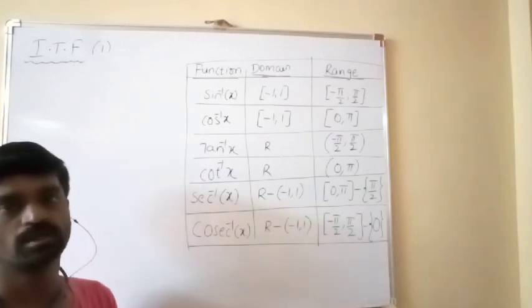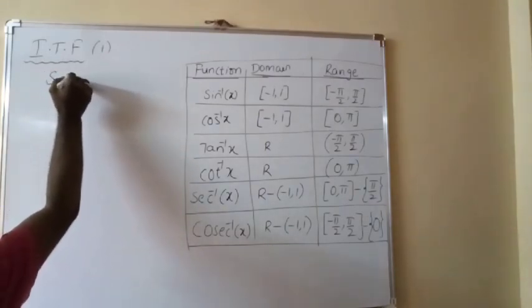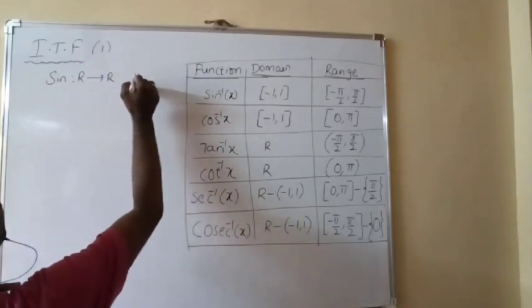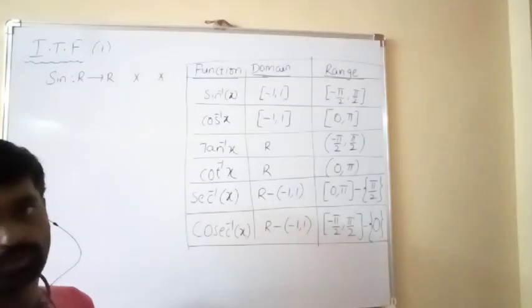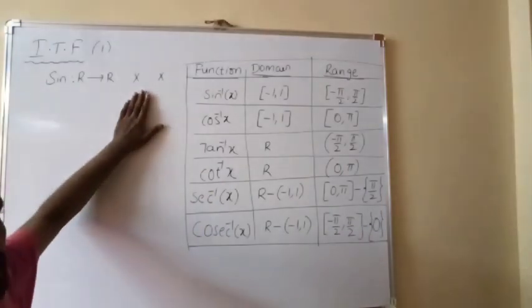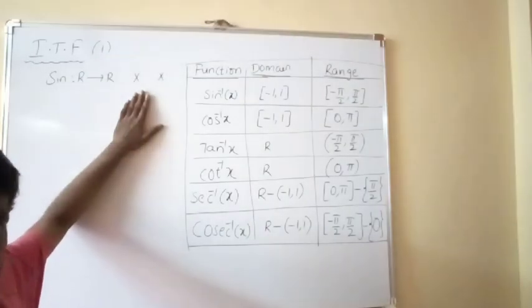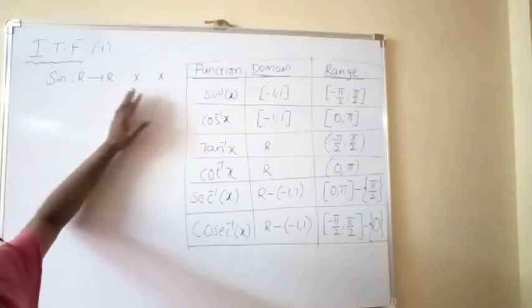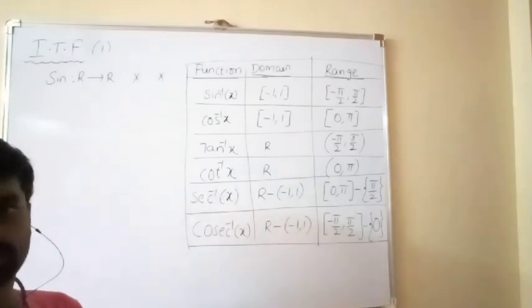What is the range of the sine function? Closed interval -1, 1. So generally, if I define the sine function from capital R to capital R, then it is neither 1-1 nor onto. So hence it is not an invertible function. Why is it not 1-1? Because sine pi by 6 is 1 by 2, and sine 5 pi by 6 is also 1 by 2. That means many elements have the same image under the sine function. So it is not 1-1.